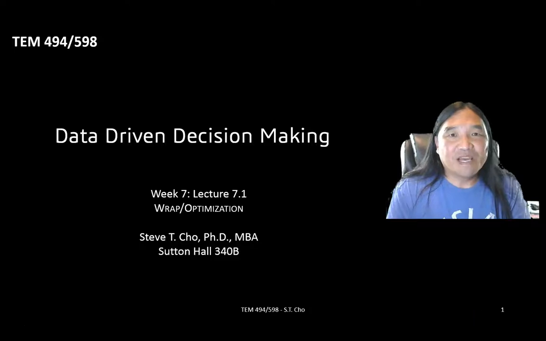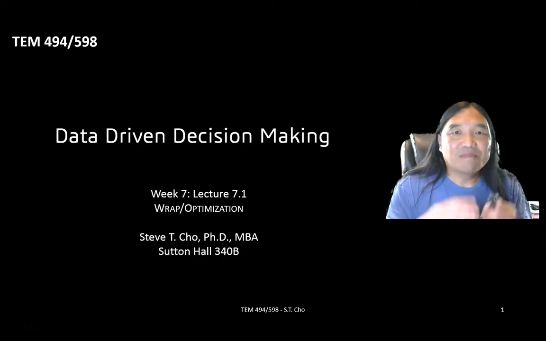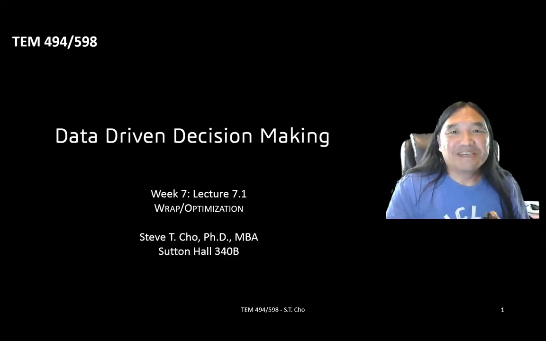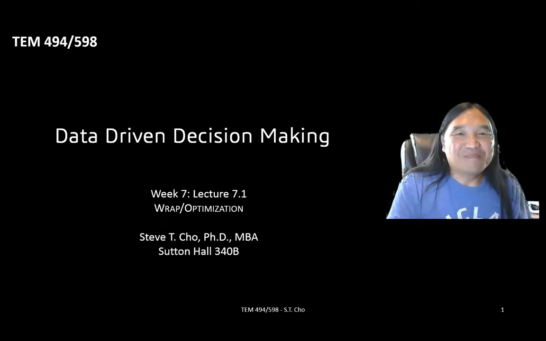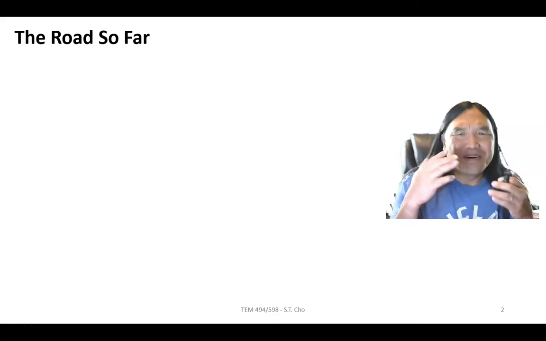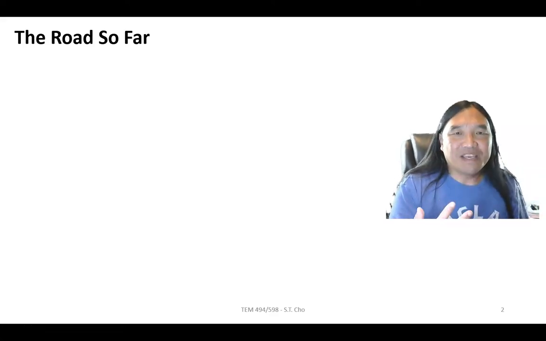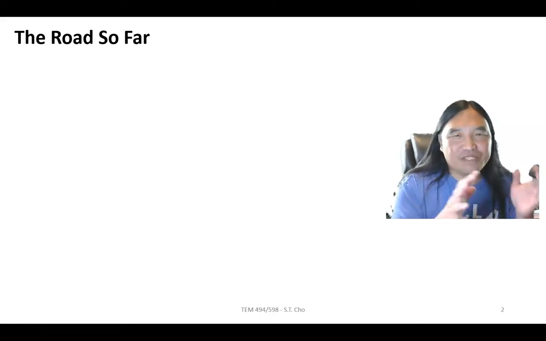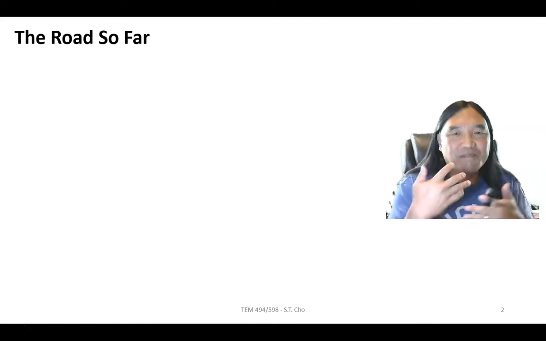So today's lecture is about optimization. Optimization's kind of fun because you get to use computer tools and play around with numbers. Anyway, what is this course about? It's about decision making. And we're all different, but we're systematic.